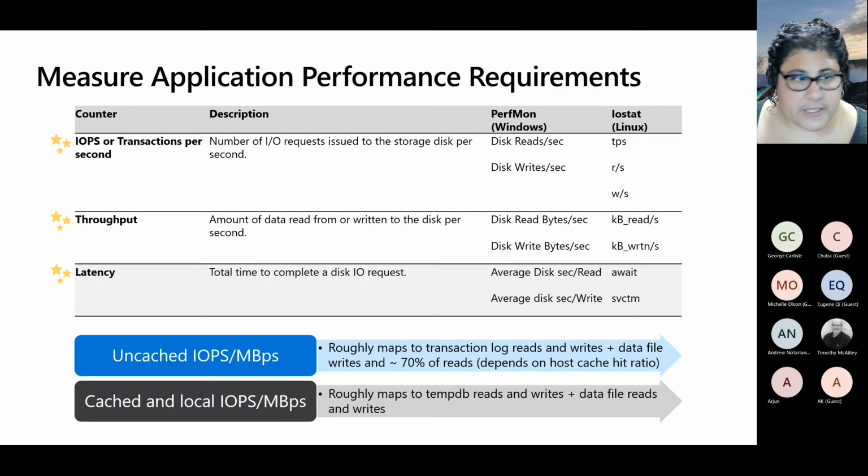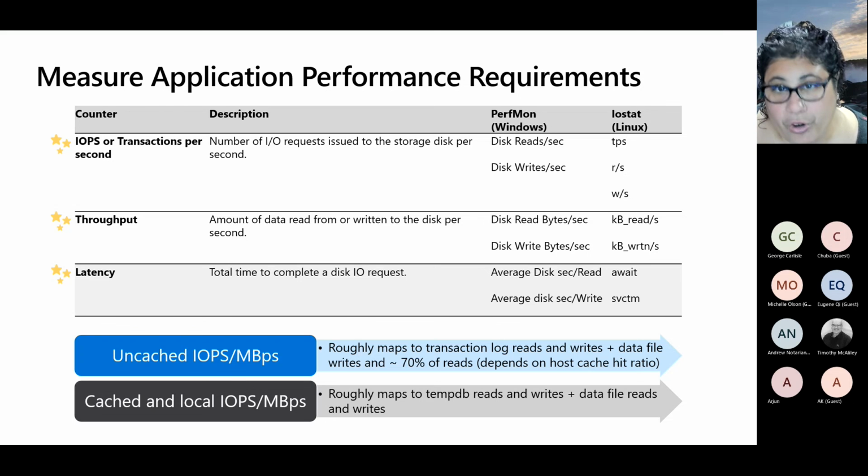Okay, got a couple minutes left. I'll just talk about how to map this with your workloads. So what you want to do is measure your application performance. If you're migrating an on-prem system into the cloud, into Azure VMs, do some monitoring and see how much IO and throughput your application is generating.